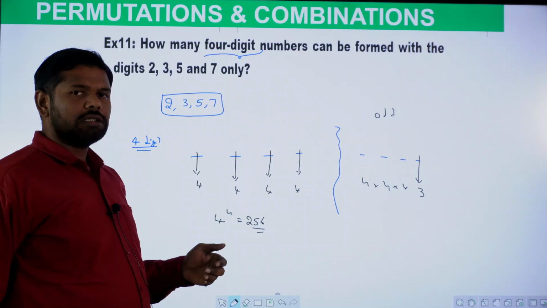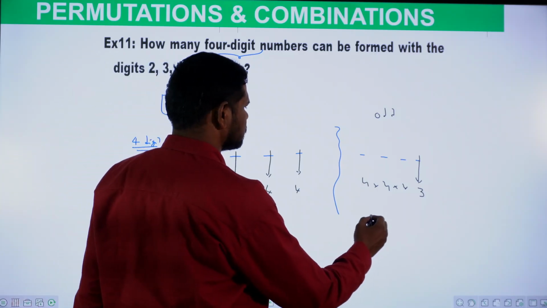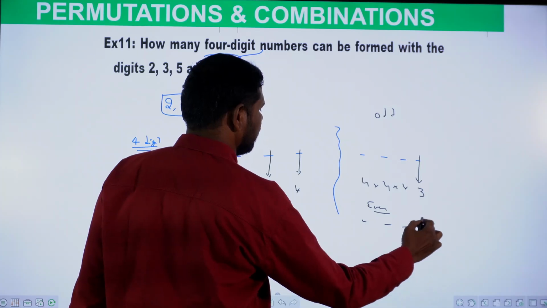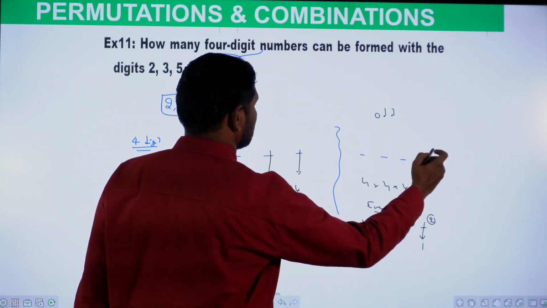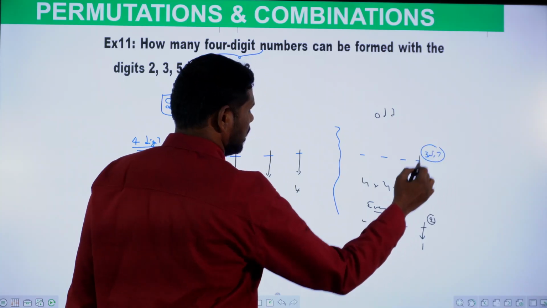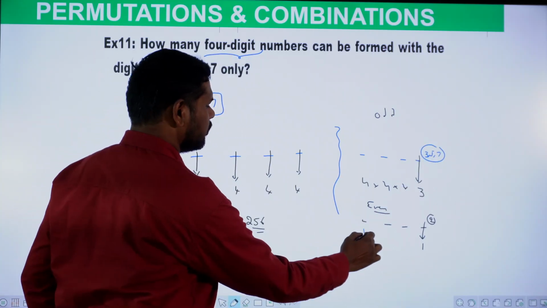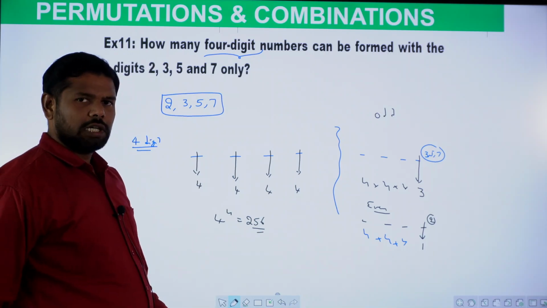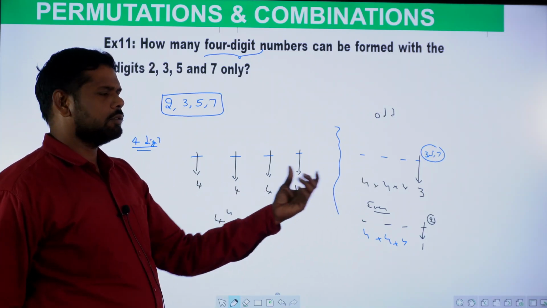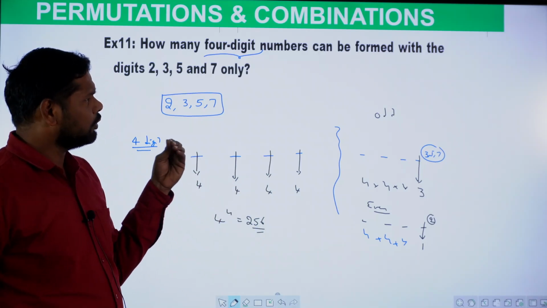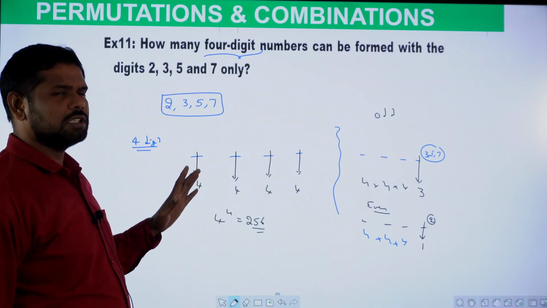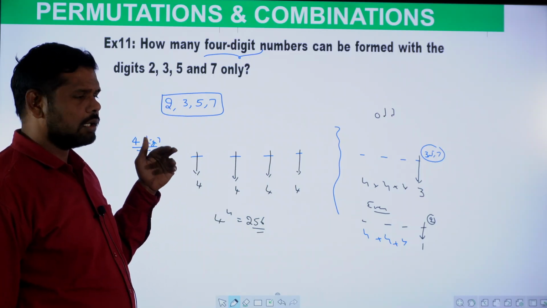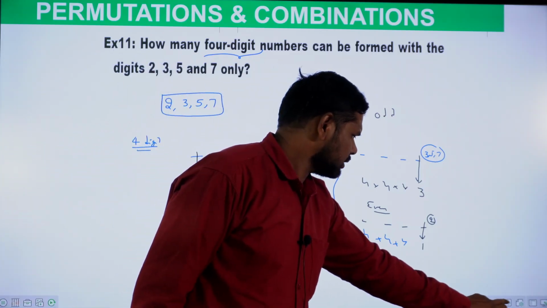Suppose even numbers are asked: the last position has only one way, because only 2 is possible, whereas 3, 5, 7 would be 3 ways. But ending with 2 is only one way, and the other positions are 4 into 4 into 4, which is 64. So 64 plus 192 gives 256 total numbers. So we are ready to find any type of question given based on these numbers or letters or any general purpose.